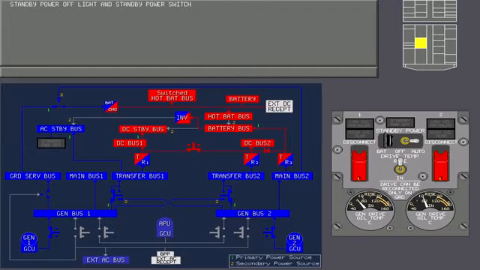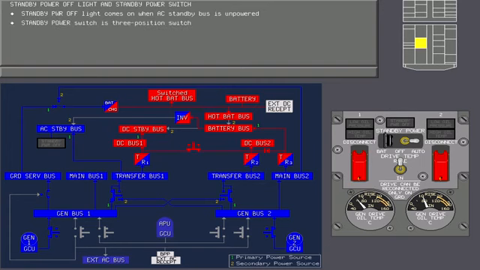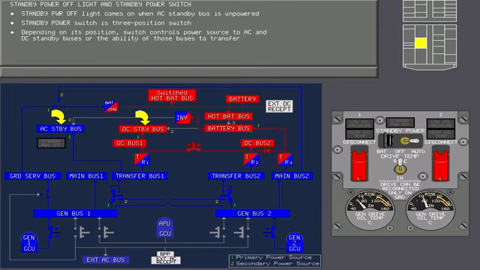The schematic has been changed to represent the electrical system on the ground with the battery switch placed to on. The standby power off light comes on when the AC standby bus is unpowered. The standby power switch is a three-position switch. Depending upon its position, the switch controls, through a series of relays, either the source of power to the AC and DC standby buses, or the ability of those buses to transfer to their alternate power sources.